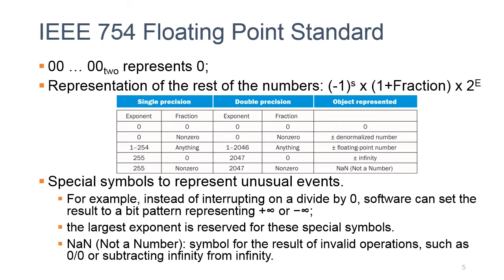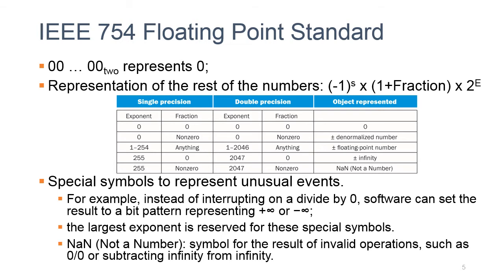So all zeros in the binary number represents 0. The representation of the rest of the numbers uses the form from before with the hidden 1 added: minus 1 to the power s, times 1 plus fraction, times 2 to the power e, where the bits of the fraction represent a number between 0 and 1 and exponent specifies the value in the exponent field.